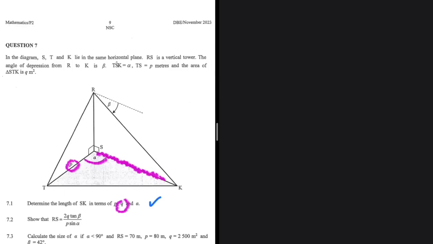So we are told that in the diagram, ST and K lie in the same horizontal plane. RS is a vertical tower. The angle of depression from R to K is beta. Angle TSK is equal to alpha. TS is equal to P meters. And the area of triangle STK is Q meters squared. Okay, so we have the area of triangle STK, which is equal to Q. So somehow we have to use the area, because how else can you get Q if you're not using the area? Okay, so let's see if we can use the area of triangle STK to find SK in terms of P, Q, and alpha.